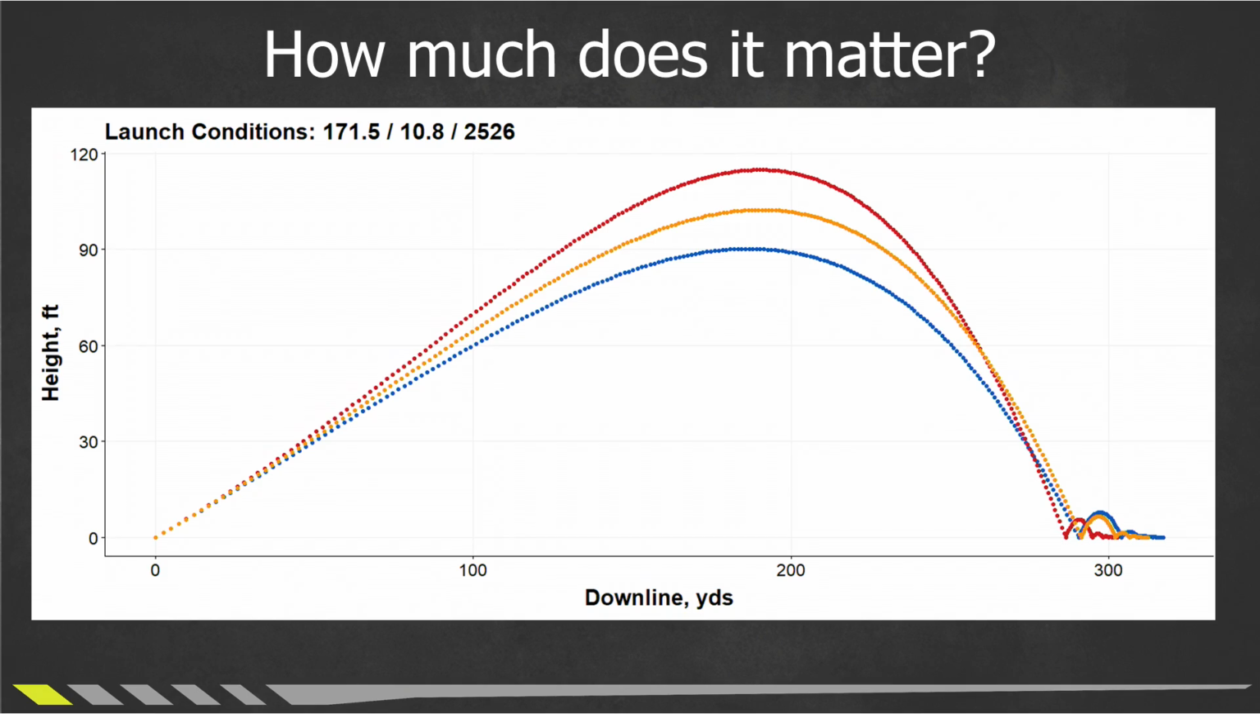Those 3 balls have the same initial launch conditions. That's approximately tour average driver, right? 171.5 ball speed, 10.8, 25, 26. But they're flying downrange drastically differently.